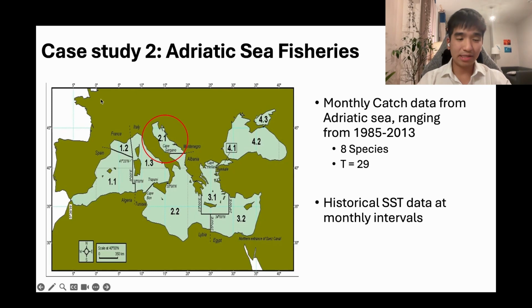We're focusing on the Adriatic Sea from the Mediterranean Sea. We're taking monthly catch data from the Adriatic Sea, ranging from 1985 to 2013. And we have 8 species with 29 time points. And then we are also able to derive historical sea surface temperature data at monthly intervals.